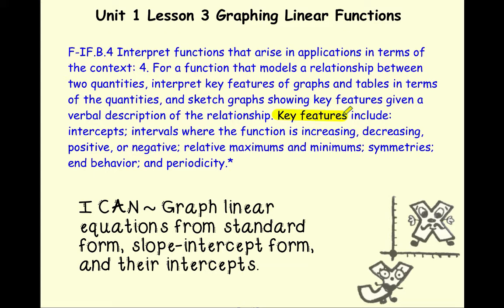Okay, so when we're looking at linear equations, we're not really going to be talking about all of this, but we are going to be talking about increasing and decreasing, which we'll be talking about with other functions. So this is a foundation for what we're going to be doing in the future. What you want to be able to do by the end is say that you can graph linear equations from standard form, from slope-intercept form, or from their intercepts.